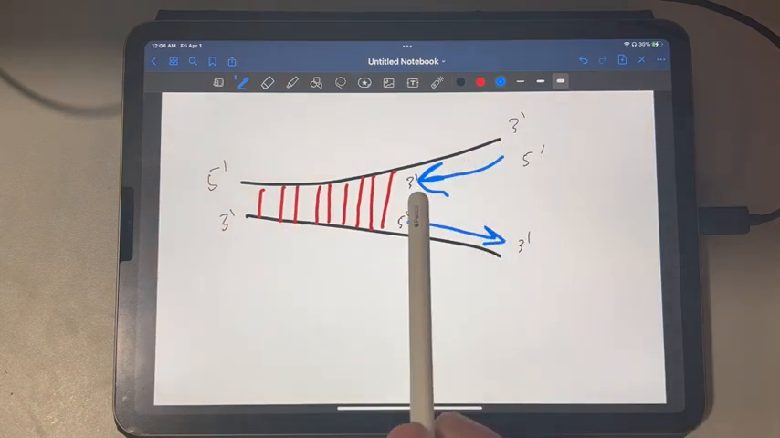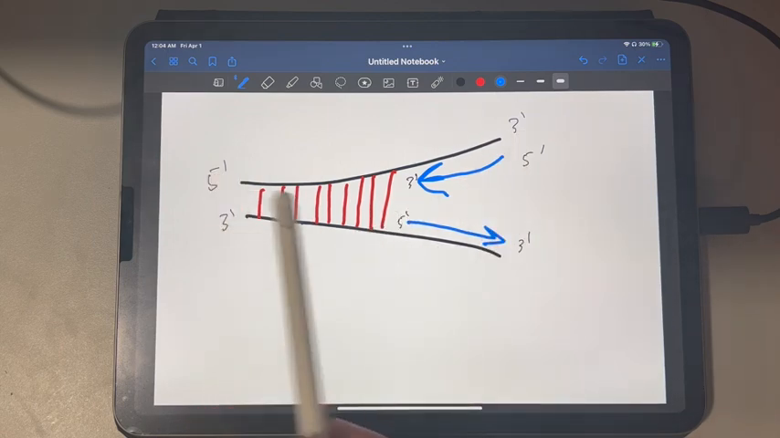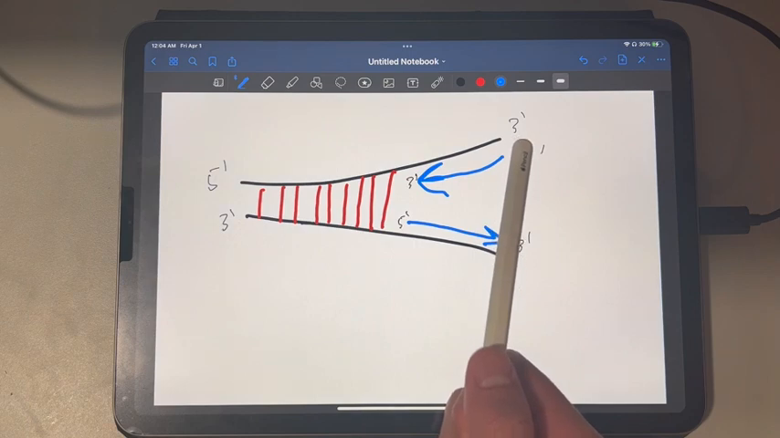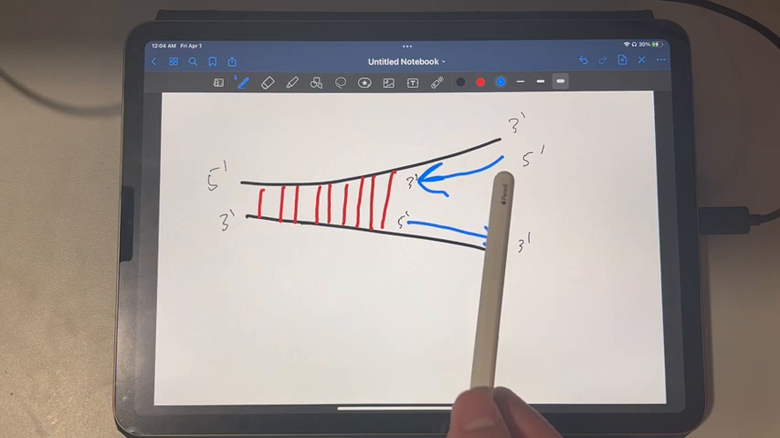Because you might be thinking, what do you mean it's 5 to 3? Here, isn't it 3 to 5? No, because this is the 3' end of the template strand, the parent. But the new DNA being made, its 5' end is here.